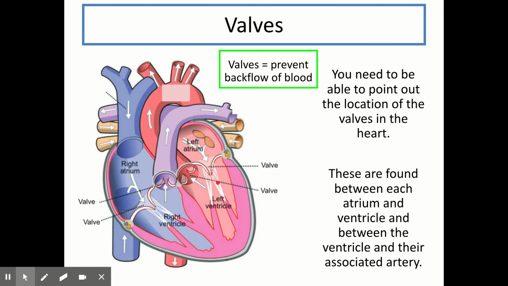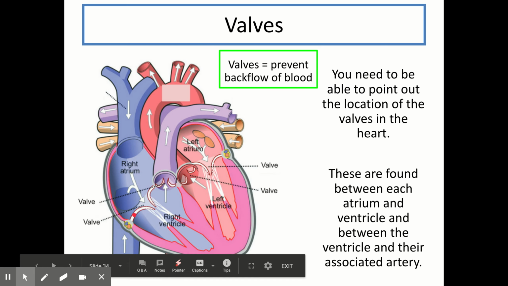The next thing you need to be able to point out in the location of a diagram is the valves. There are 4 valves in the heart, and they all have the same very important role. They prevent backflow of blood. You need to know this definition. On a diagram of the heart, 2 of the valves are found between the atria and ventricles on each side.